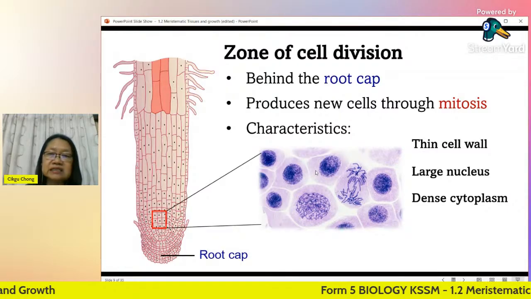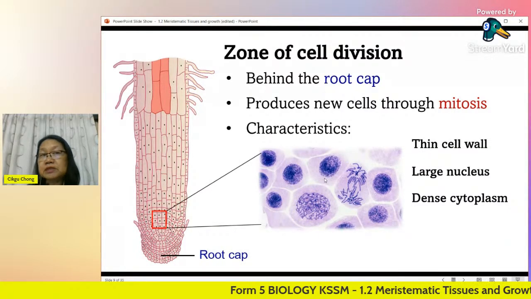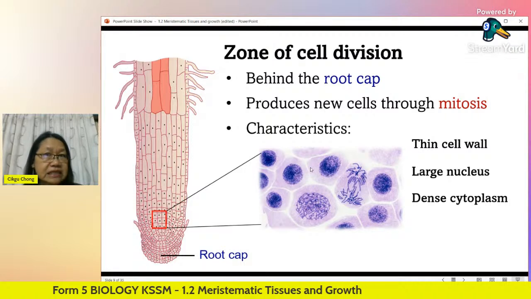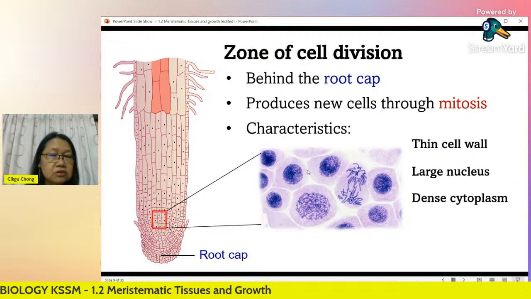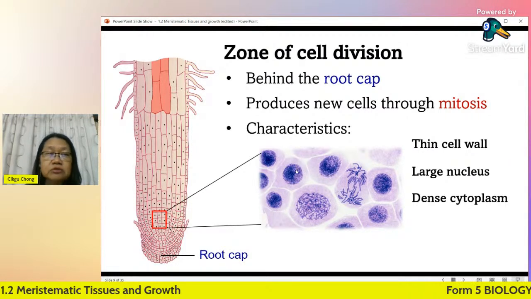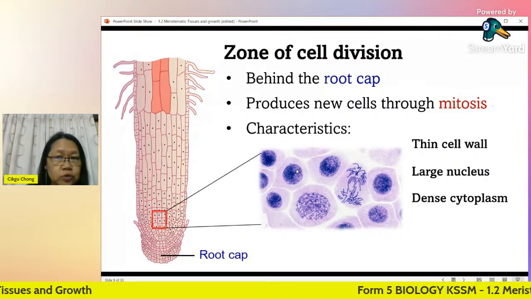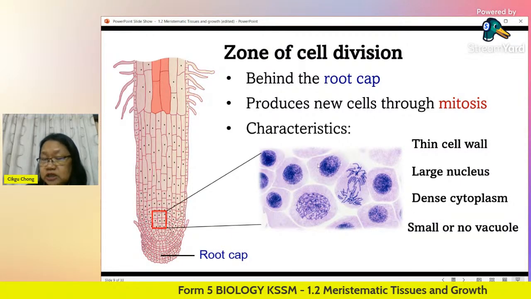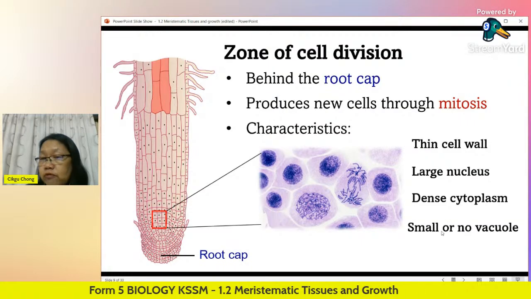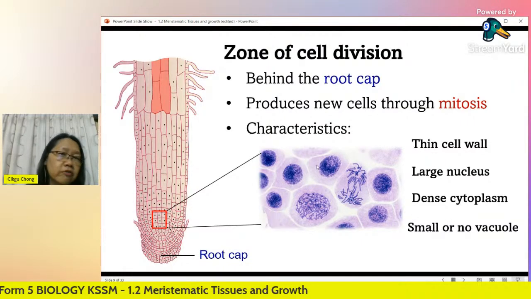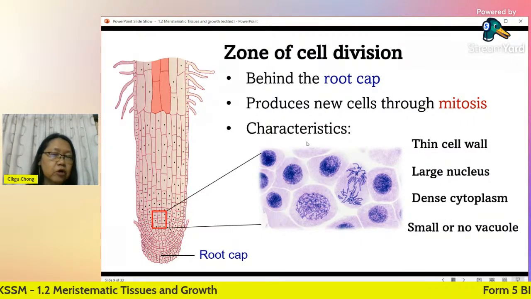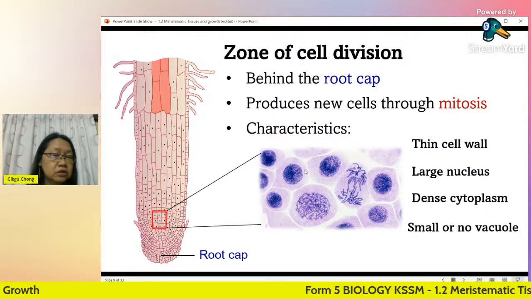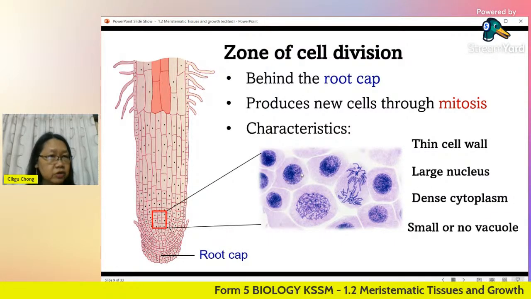Next, you have dense cytoplasm. The cytoplasm is quite dense. So when you draw your cytoplasm, never draw it empty. You have to put dots. Dot your cytoplasm to show this is not a vacuole. And next, another important feature, there is no vacuole, or rather there is a small vacuole. So follow your Form 5 textbook. Your textbook says small vacuole, you can follow that.